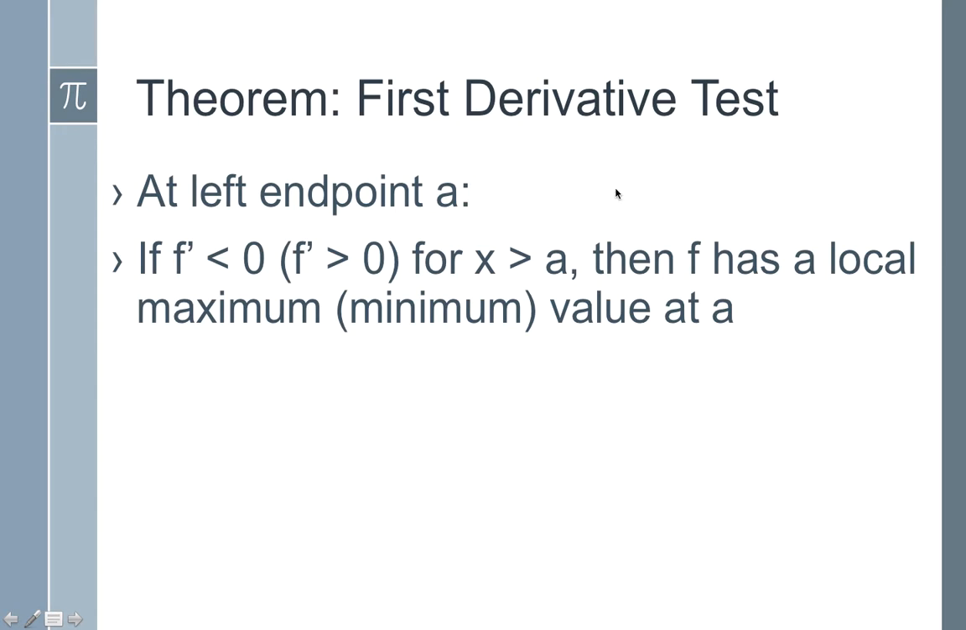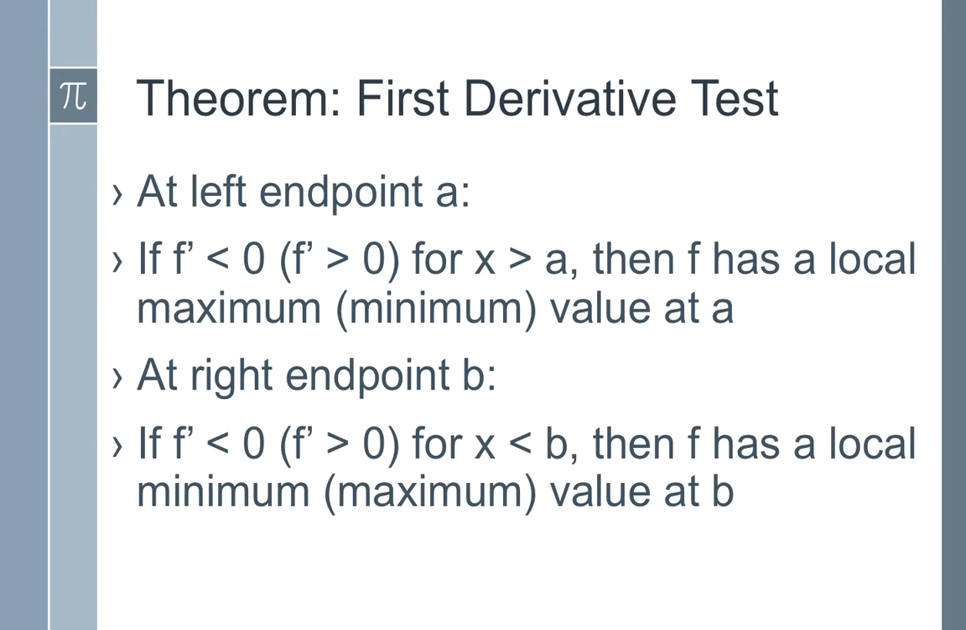The derivative is less than 0. Likewise, if you have a right endpoint and the derivative is less than 0 for x less than b, then f has a local minimum value at b.